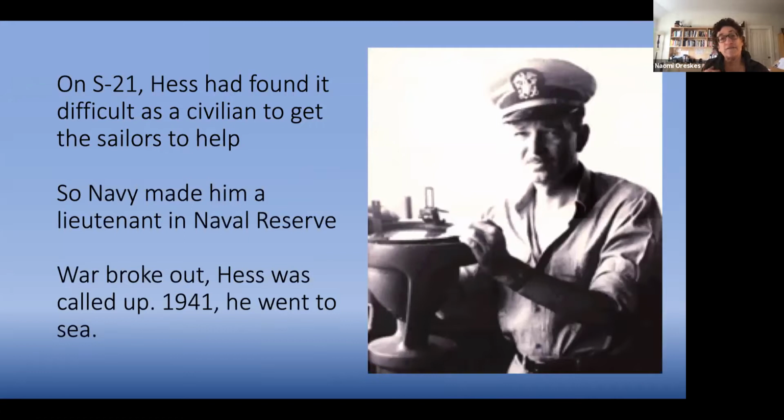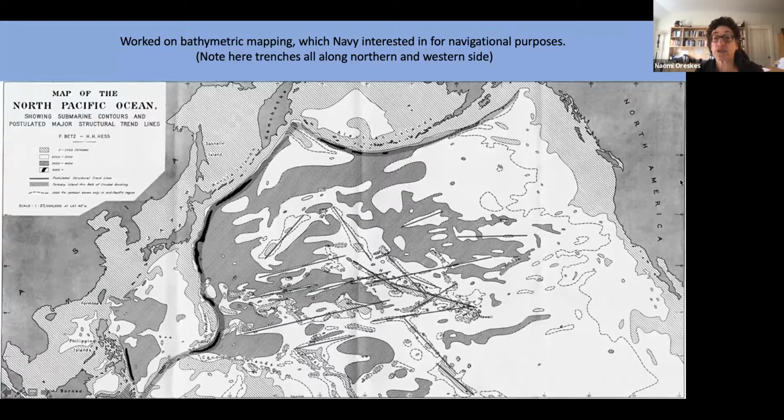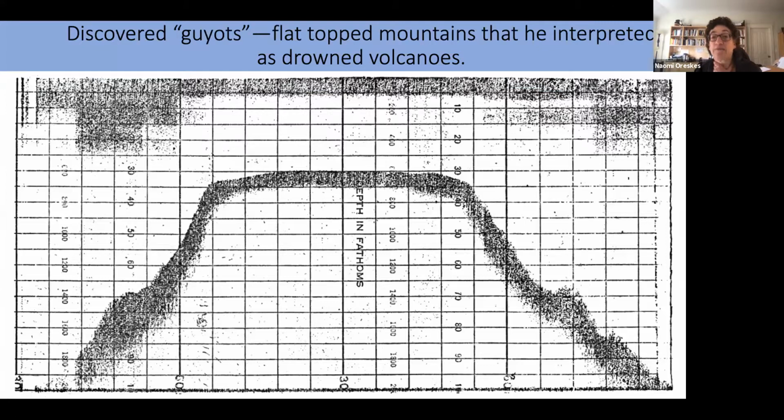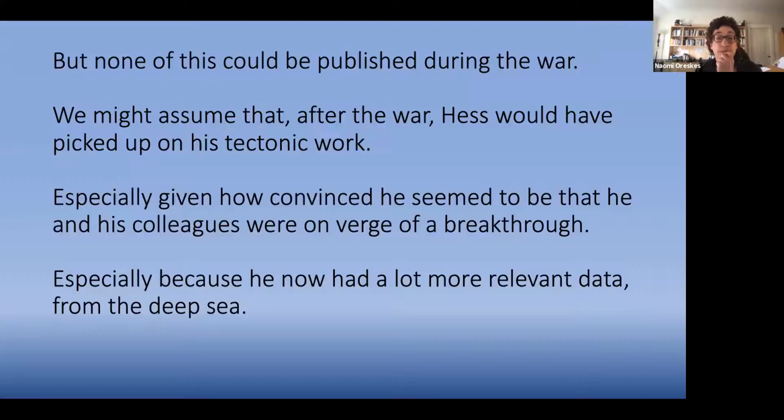On the S-21, Hess had found it difficult as a civilian to get help from the sailors, and so the Navy had made him a lieutenant in the Naval Reserve. When war broke out, Hess was called up, and in 1941, he went to sea. He worked on bathymetric mapping, which the Navy was interested in for navigational purposes. And this is a very cool map that Hess made while he was in the Navy that was only declassified many years later. But you can see the circum-Pacific trenches all along the northern and western side of the North Pacific. He also discovered guyots, the flat-top mountains that he interpreted as drowned volcanoes. But none of this could be published during the war.